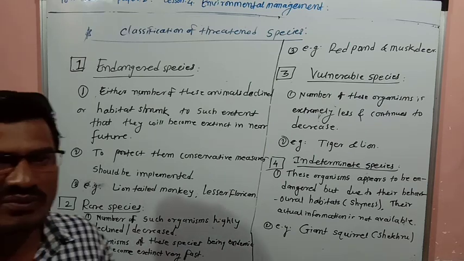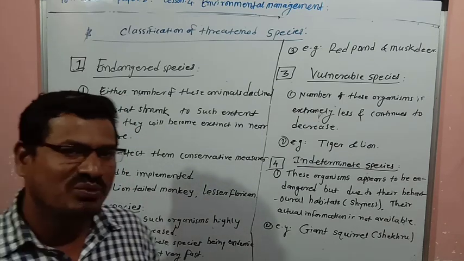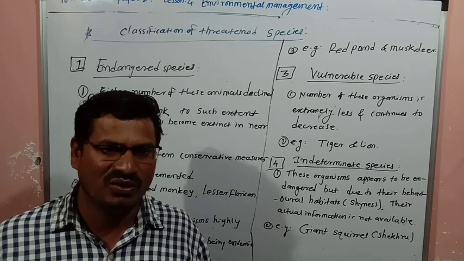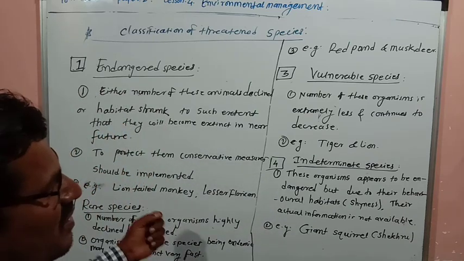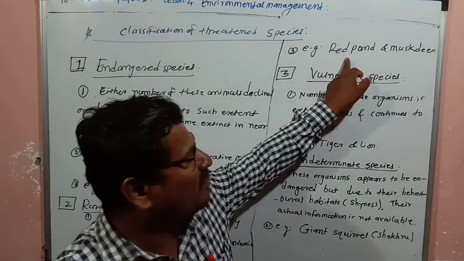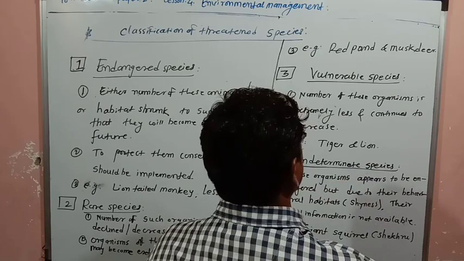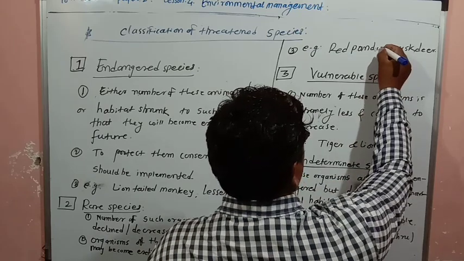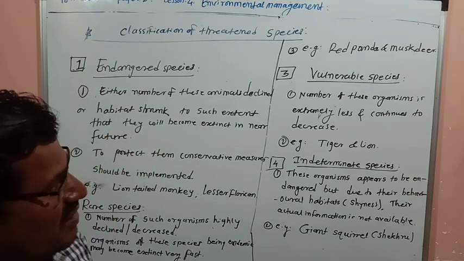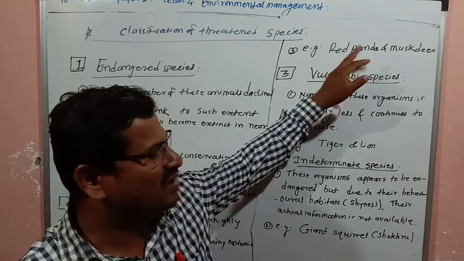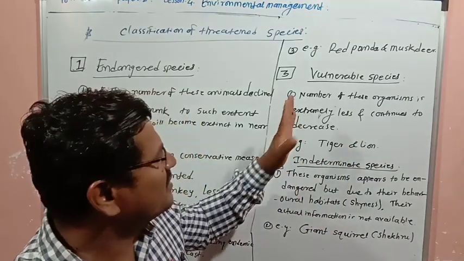So which organisms are present in the rare species? They are going to become extinct very soon. The red panda is there, and another one is the musk deer. Red panda and musk deer are the animals which come into the rare species. The next, third point is there.